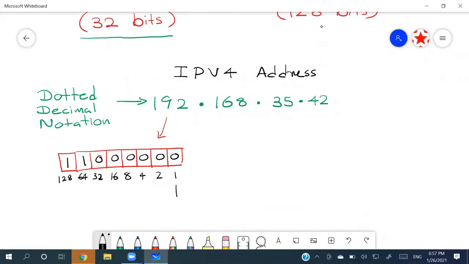Here we have used the place values of a binary number: 2 to the power 0, 2 to the power 1, 2 to the power 2, 2 to the power 3, 2 to the power 4, 2 to the power 5, 2 to the power 6, and 2 to the power 7. Right? Did you understand how I got 192?